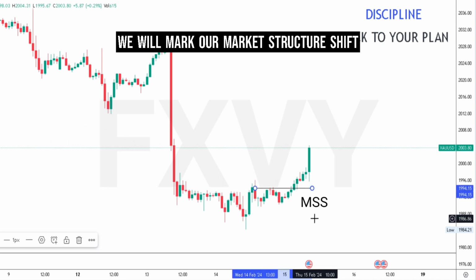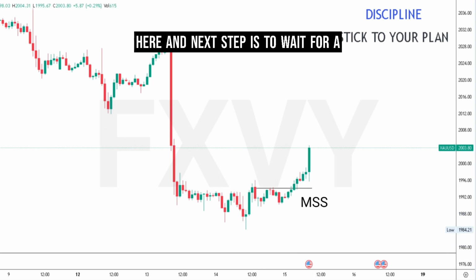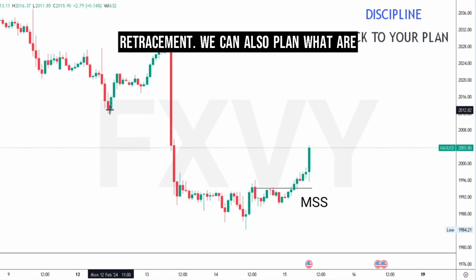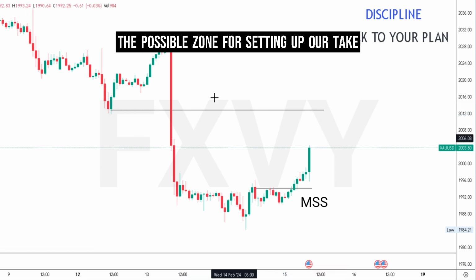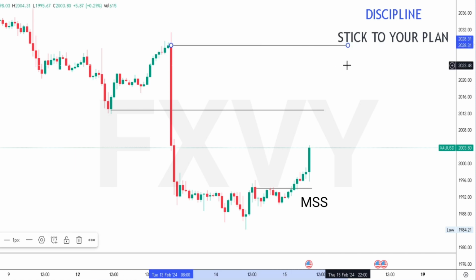We will mark our market structure shift here, and the next step is to wait for a retracement. We can also plan what the possible zones are for setting up our take profit.